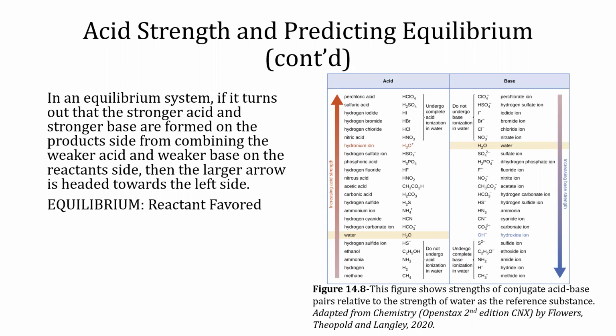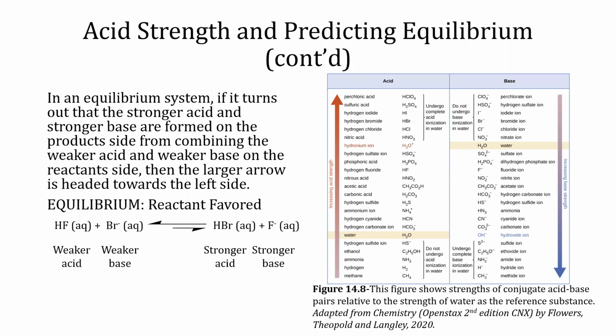An example is HF plus Br- is going to unlikely form HBr and F-. The reason is because HF is not a stronger acid than HBr, and Br- is not a stronger base than F-.